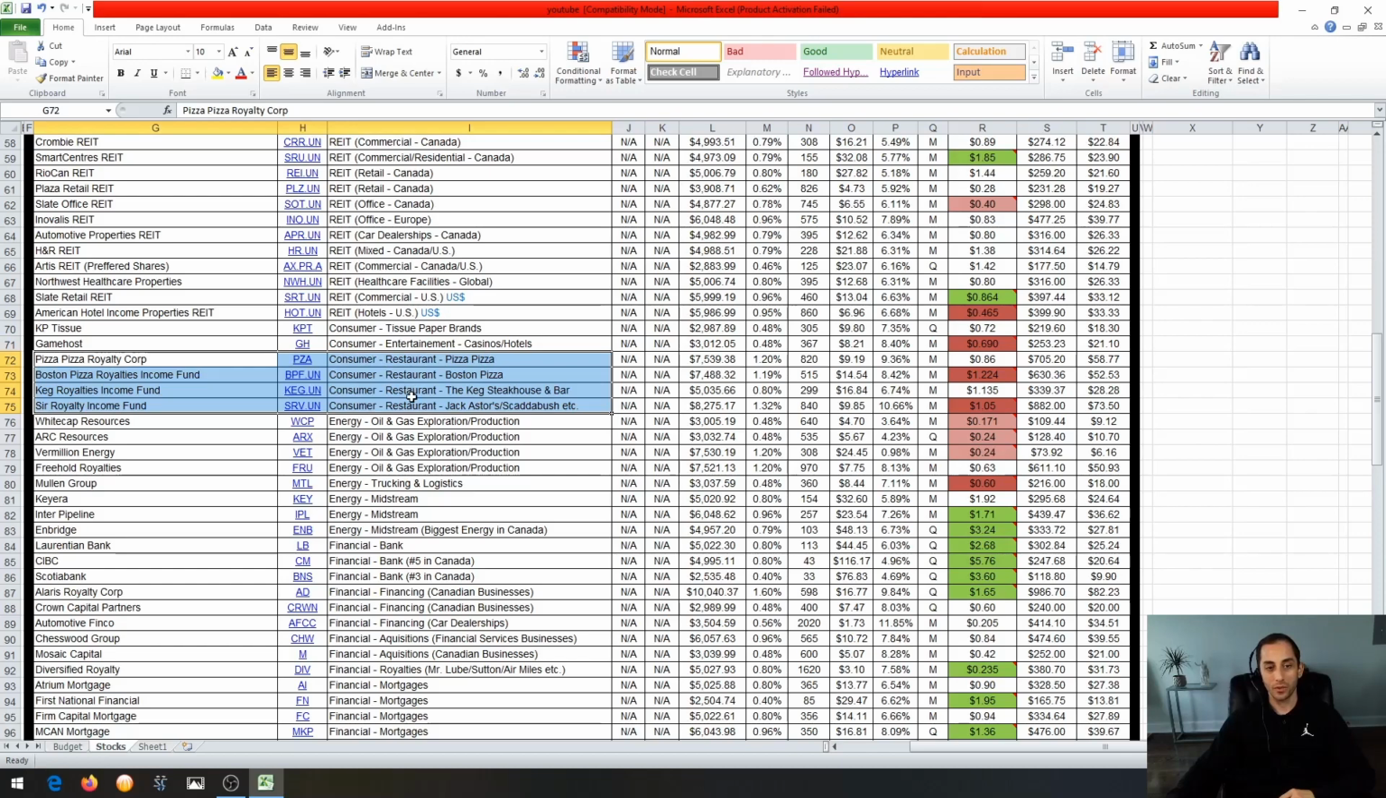The next ones are the restaurant chains I have. So I have Pizza Pizza, Boston Pizza, The Keg, and Jack Astor's Scatterbush, which is under a company called SIR Royalty. So three out of the four have a .UN after it. That's because technically they're investment trusts, just like REITs. So these guys all give a dividend every month. Unfortunately, Boston Pizza and SIR have suspended their dividends temporarily, but I'm sure that once the restaurants reopen, they'll start giving it. So pretty good yields with these restaurants here.